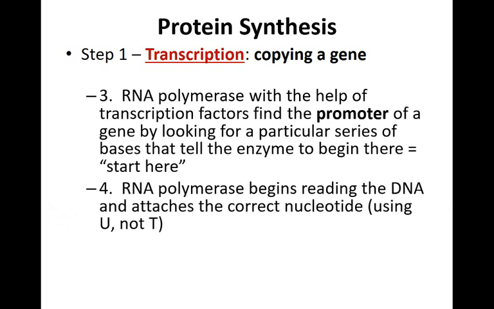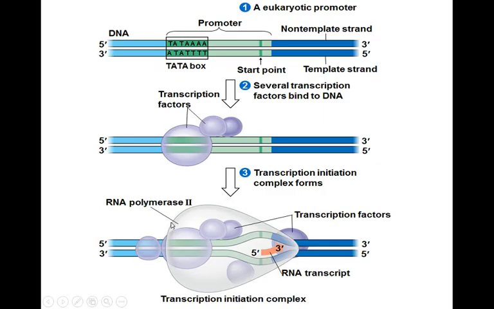As you kind of saw in that last picture, RNA polymerase, with the help of transcription factors, finds the promoter of the gene by looking for a particular series of bases that pretty much tell the enzyme, hey, start here. Okay, so this is actually very similar to the primer that we saw in DNA replication. But now this is for transcription. So there's a promoter sequence. Okay, and then in addition, as we just talked about, RNA polymerase then begins reading the DNA and attaches nucleotides using U and not T. Okay, so let's take a look at what that looks like.